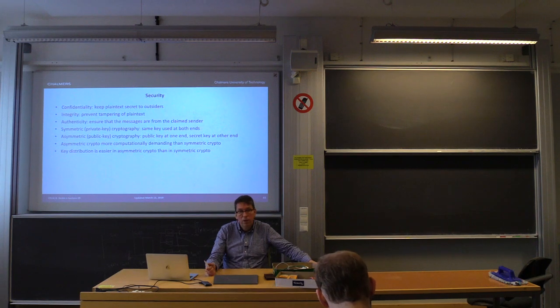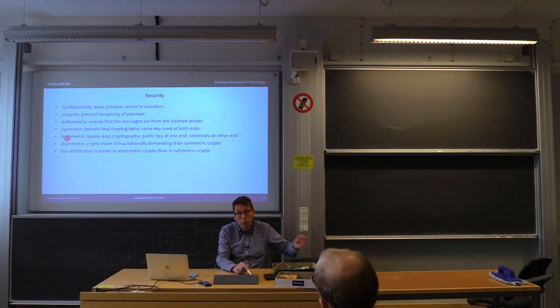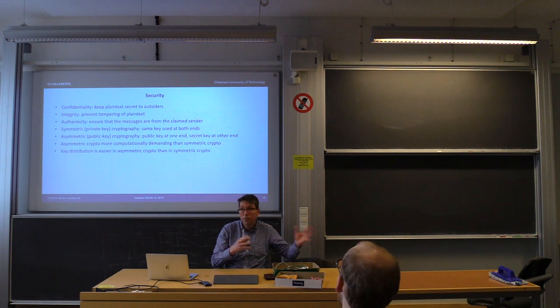The last thing we did in the course was to talk about security. So we talked about confidentiality, integrity, authenticity, what that means. Then we talked about two different ways of doing cryptography, symmetric and asymmetric, and the pros and cons of these. Both of them are used in practice because they have different advantages and disadvantages.